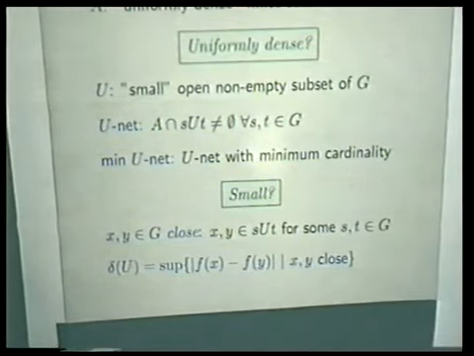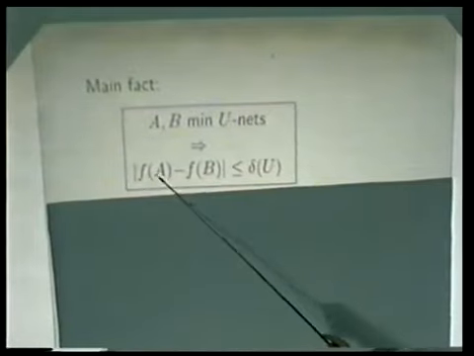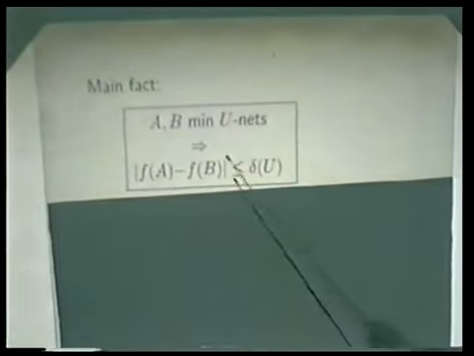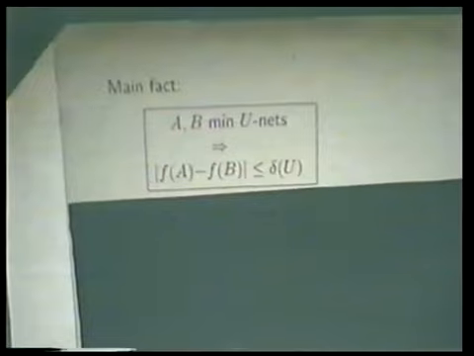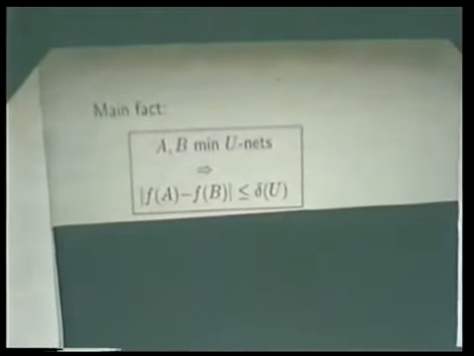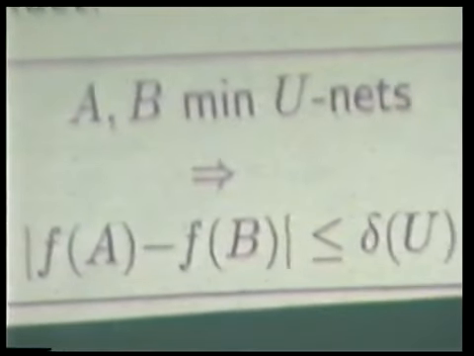And now I want to get to the discrete situation, or discrete result. And so the main fact is that this definition makes sense. In other words, if I average over one minimum U-net and over another minimum U-net, then the difference will be small. So if I prove this, then basically that's the end. That's where I will stop, because from then on you have the definition, and the rest is very routine.